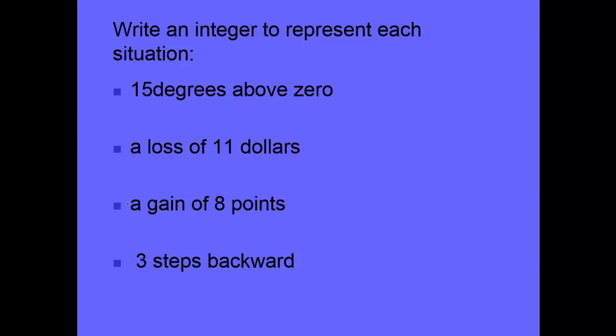All right, hopefully you saw 15 degrees above 0 would be a positive 15, or you could just write that as 15. A loss means negative. A loss of how much? $11. That would be negative 11. A gain of 8 points. Gain means positive. So that would be positive 8, or you could just write that as 8. Backwards, you're going backwards, that's negative. 3 steps backwards would be negative 3.